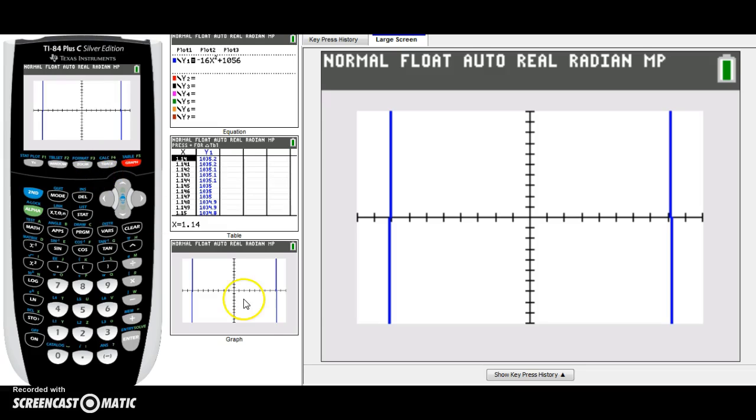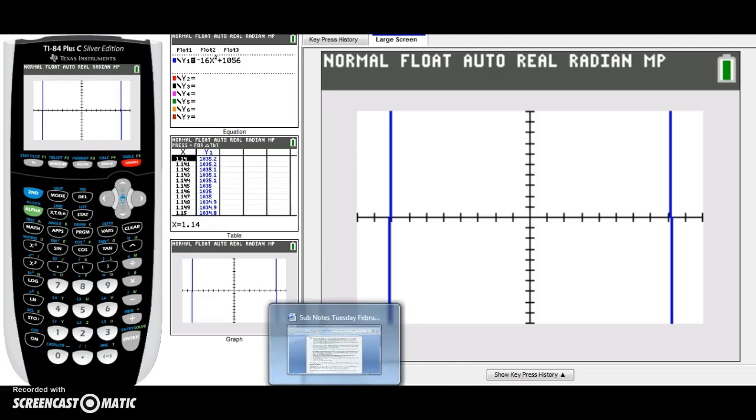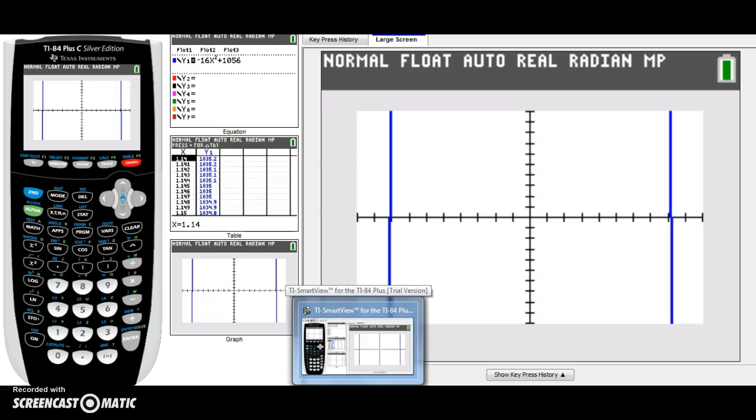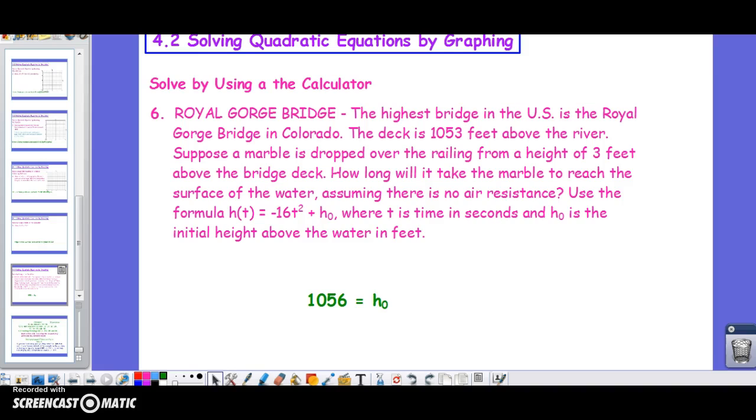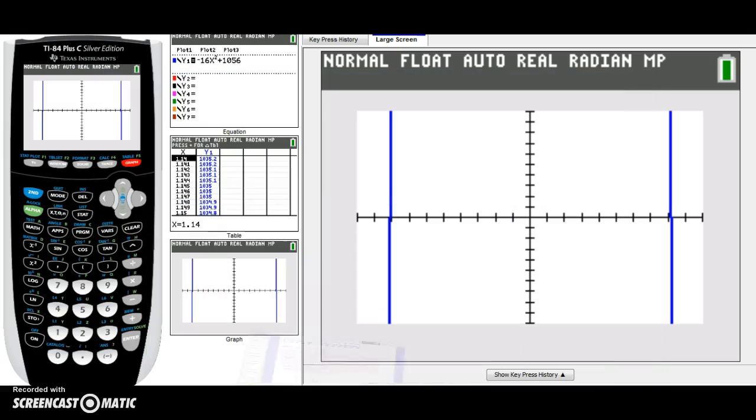So we're going to adjust our window here, and let's be smart about it. If we go back to our equation here, we don't have negative time, so we don't need to go into the negatives for x. We will show some negatives so we have a nice picture, but really don't need negative time. And then we're all the way at 1,056 for our height, so we need to go up that high at least and down to 0.